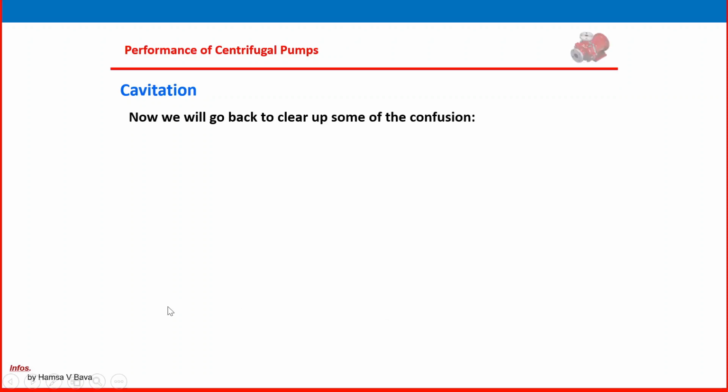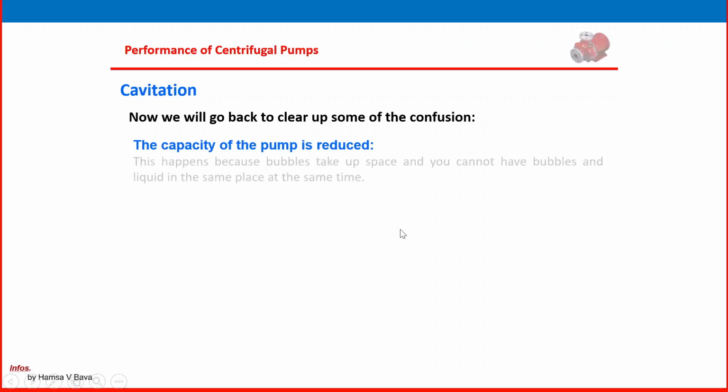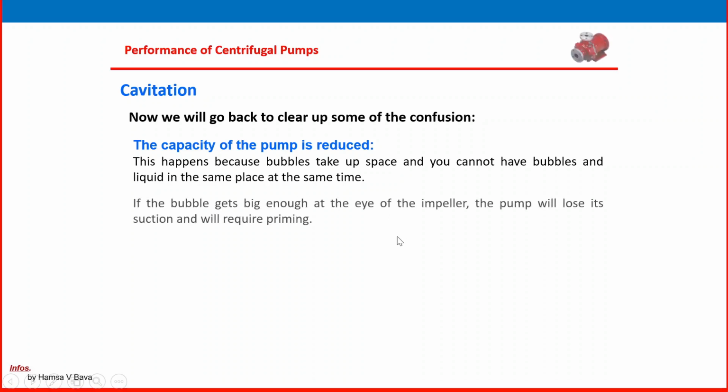Cavitation will continue. Now we will clear up some of the confusion. The capacity of the pump is reduced. How is it reduced? This happens because the bubble takes up space, and you cannot have bubbles and liquid in the same space at the same time. If the bubble gets big enough at the eye of the impeller, the pump will lose its suction and will require priming.